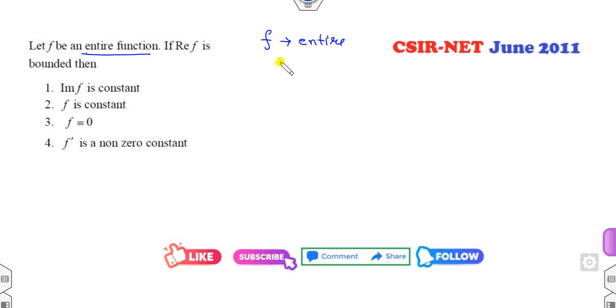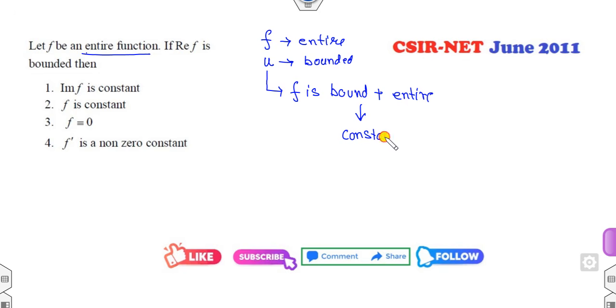Fine. The real part of f, that is u. u is bounded. So what is the shortcut for u? If u is bounded, that means f is bounded plus entire. If f is bounded plus entire, that means f is constant. So f of z is some constant function.